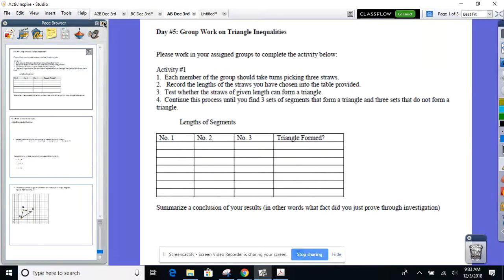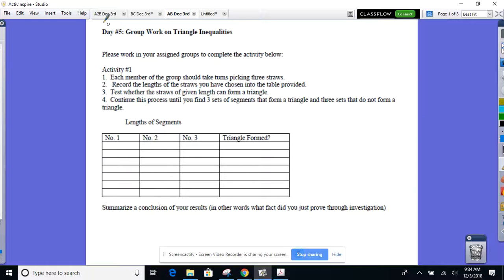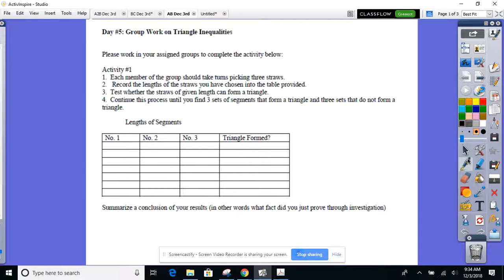And as you start reading this activity, it says each member of your group should take turns picking 3 straws. Well, I don't roll with straws in here. What you're going to get instead is pieces of licorice. Hopefully you can act like you've seen food before and not animals, savages. No one's eating anything until the end, if everyone could be mature about this. I am going to give you strips of Twizzler.